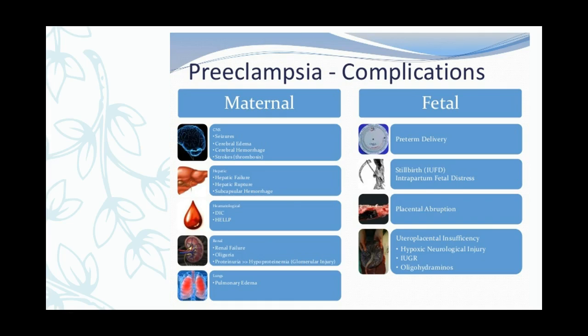We will see intrapartum fetal distress because remember I said all those vessels get damaged in the placenta, and if that happens, then the baby is not getting the needed oxygen and nutrients that it requires. So in turn, we will see fetal distress. These people are also at risk for placental abruption. And uteroplacental insufficiency is almost always going to be the case. So we end up with a hypoxic neurological injury to the baby, right?